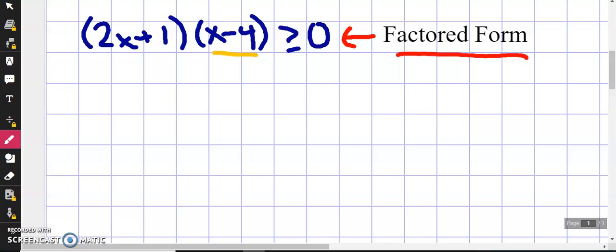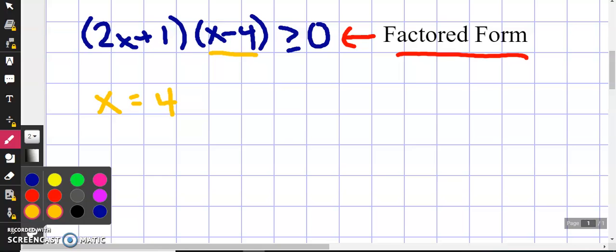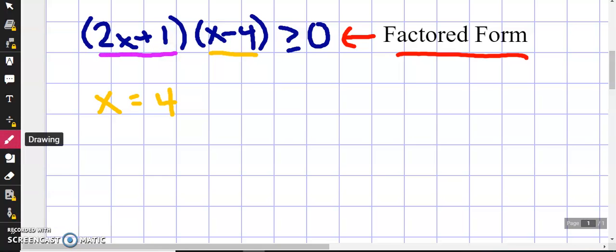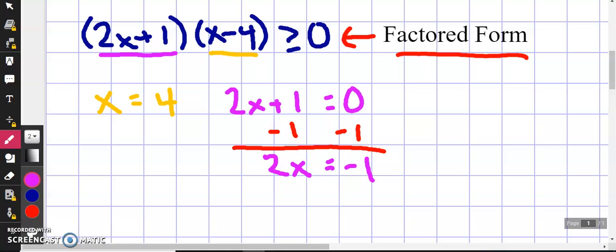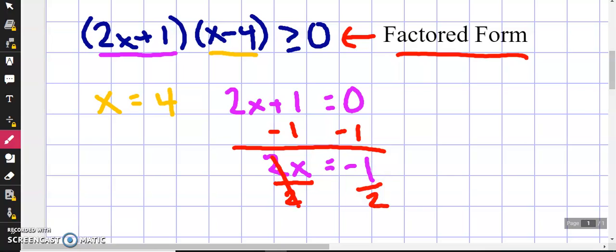So if I see x minus 4, I know that my x value I'm looking for is positive 4, because 4 minus 4 gives me 0. For the other factor, if you can't just think of the number in your head, don't be afraid to just write it out. So I'm looking for something that brings 2x plus 1 to 0. So I know to get this, I would subtract the 1 from both sides. Then I would divide the 2 from both sides, which tells me that my other x value is the fraction negative 1/2.